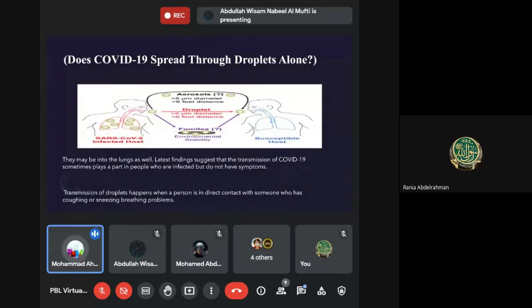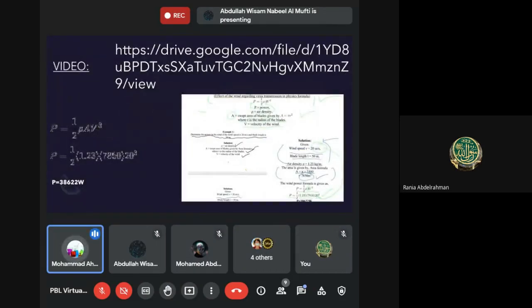As we understand here, COVID-19 spreads through droplets. This picture shows how findings suggest that transmission of COVID-19 sometimes plays a part in who has the virus. Droplet transmission happens when a person is in direct contact with someone who is coughing, sneezing, or having breathing problems. You can go to the next slide, Abdullah. So we understand here what we can use in physics.